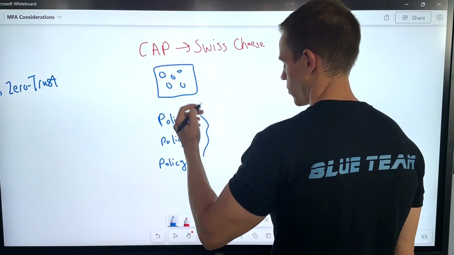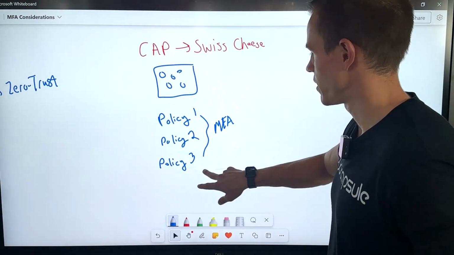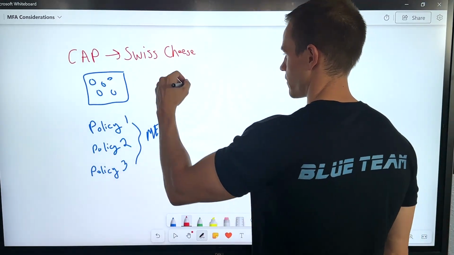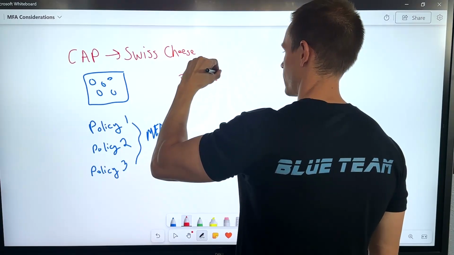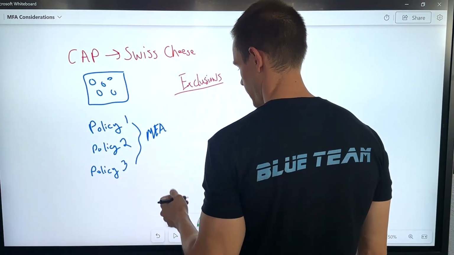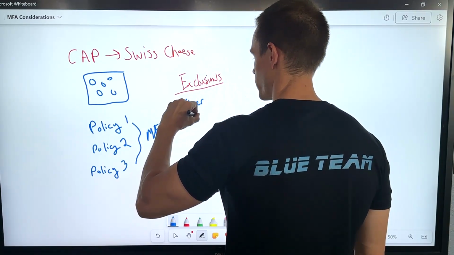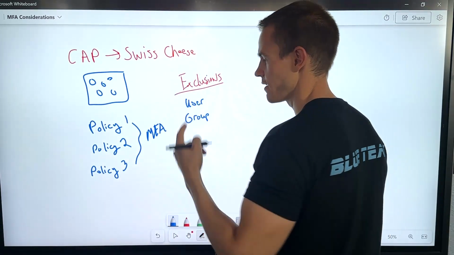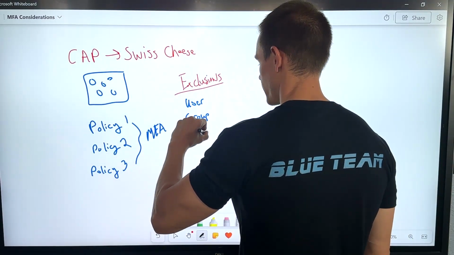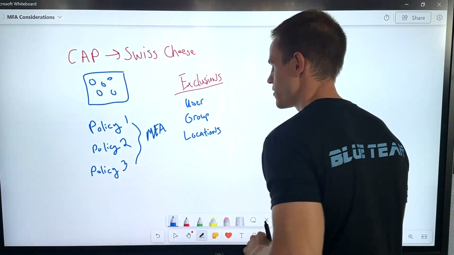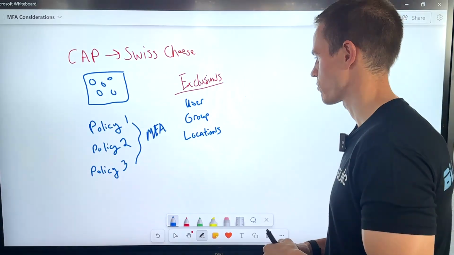And you may have one to many policies here that enforce MFA. But within these policies here, you can also have your exclusions. And exclusions is basically just saying that we could have users that are excluded directly, groups that are excluded that have many different users within them that could be excluded. We could also be whitelisting or excluding certain locations like trusted IPs, trusted countries, things like that as well.